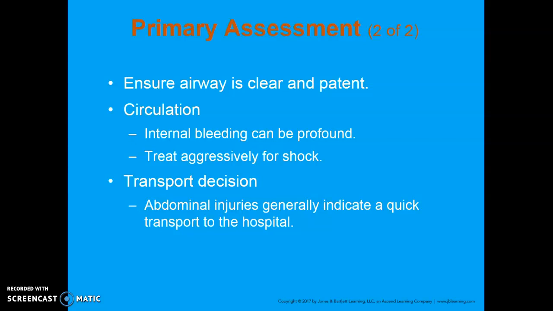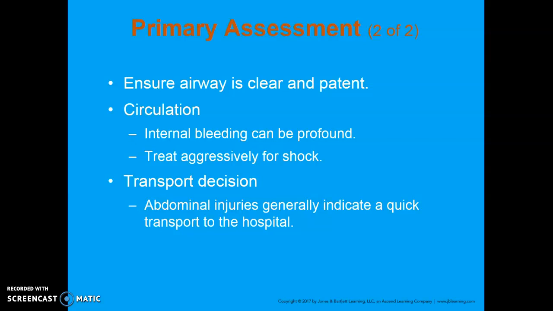Make sure that you do early suctioning here because oftentimes if there's abdominal trauma, your patient's going to end up vomiting because of all that compression to the stomach. A distended abdomen also may not provide for adequate ventilation because they just can't take that big, deep breath. So we want to go ahead and provide supplemental oxygen early and then assist respirations as needed.